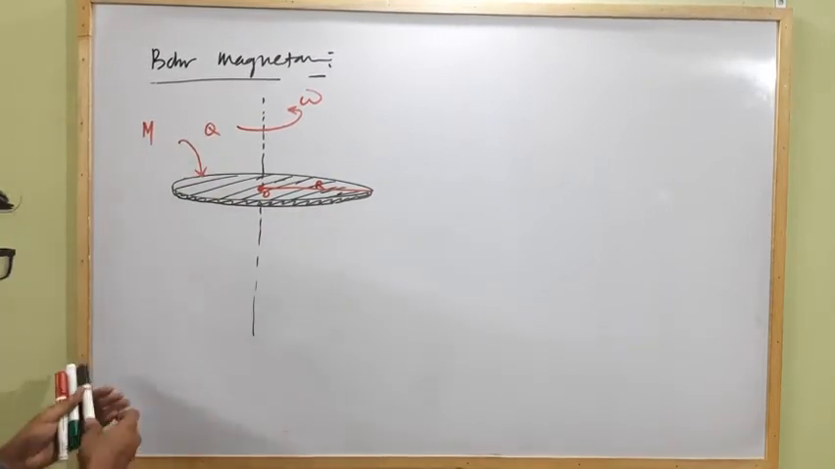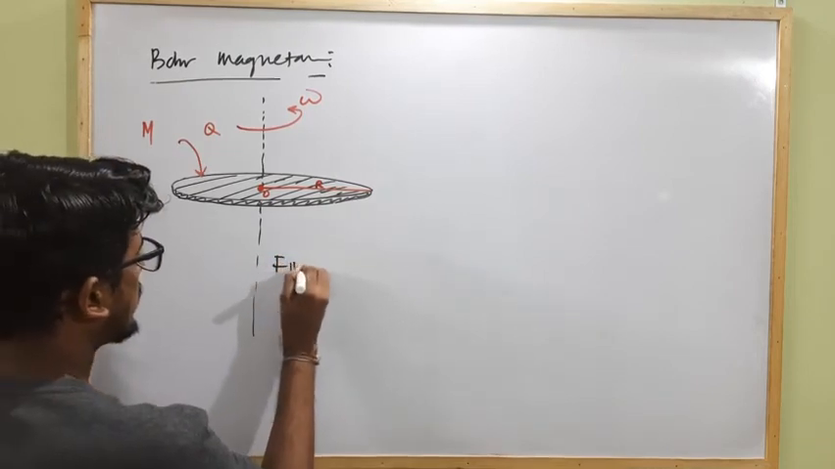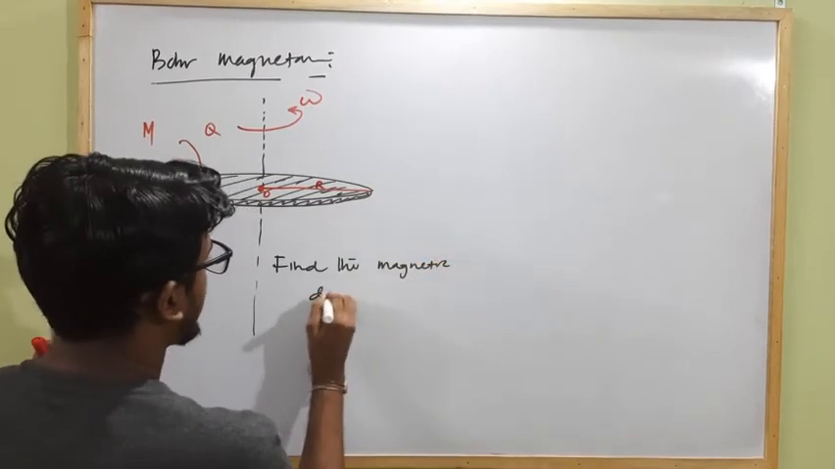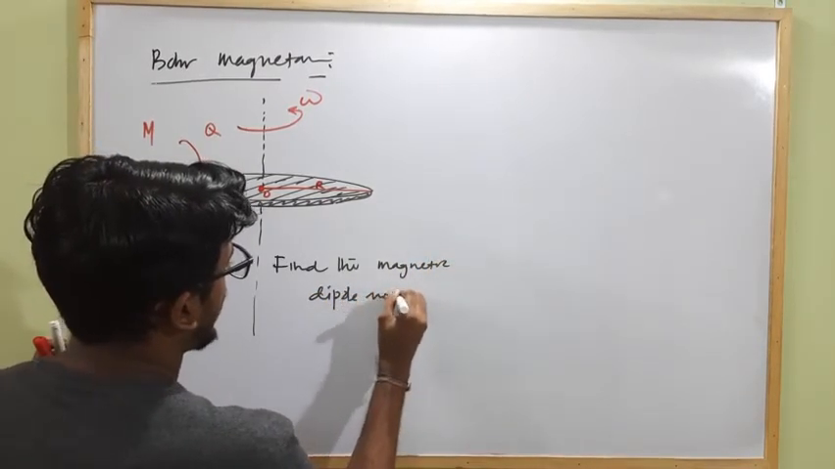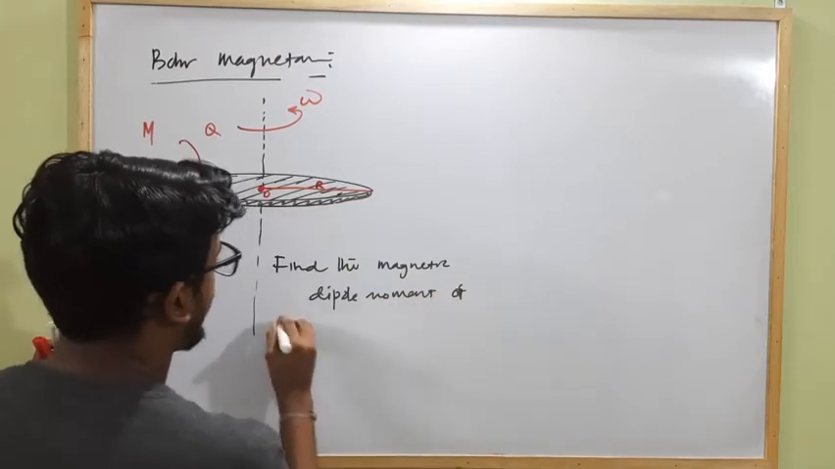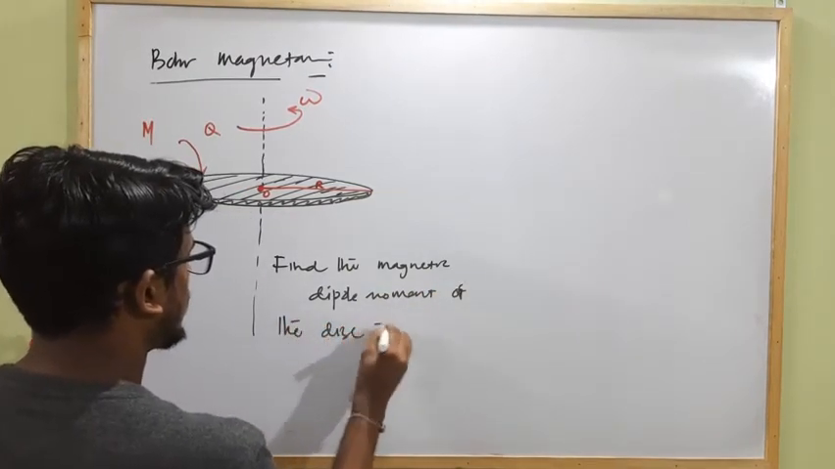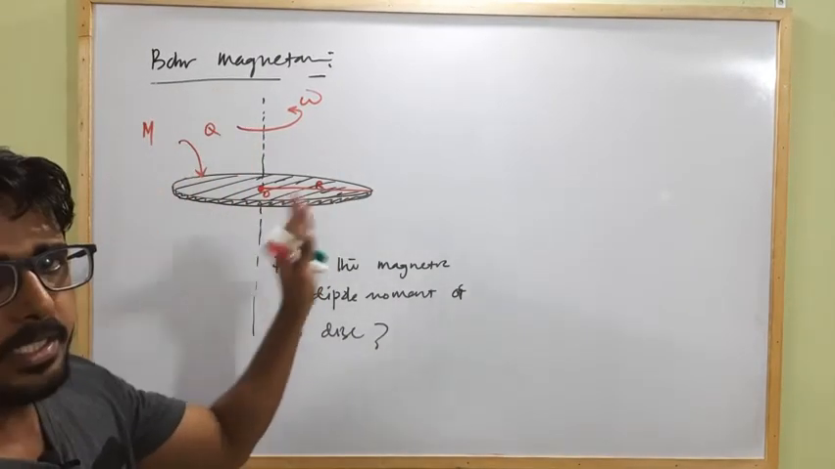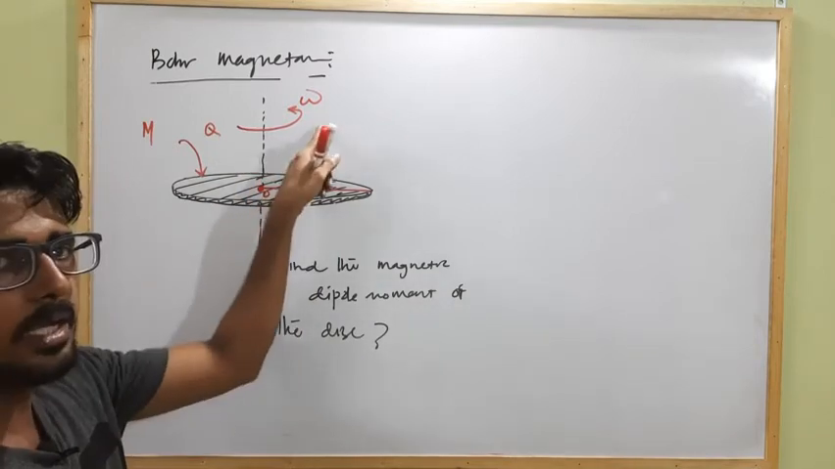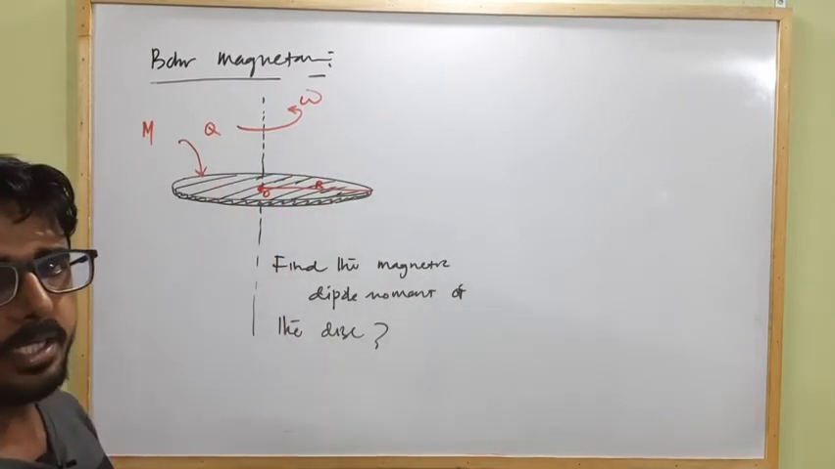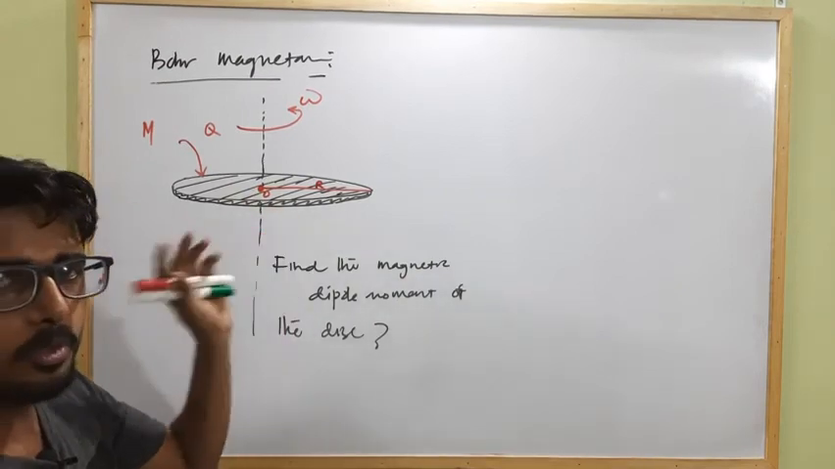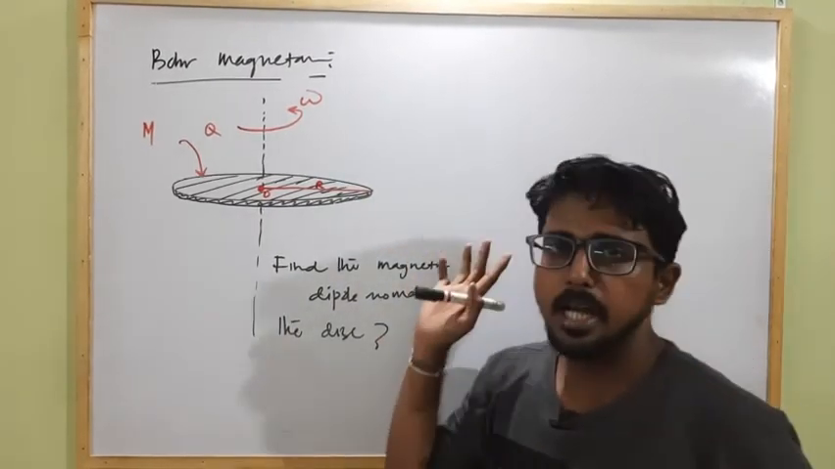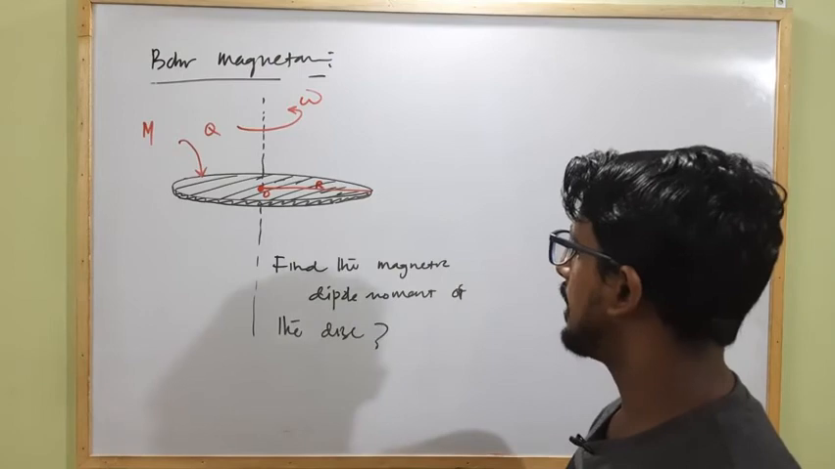Then the question is, find the magnetic dipole moment of the disk. As the disk carries charge and it rotates with omega, all the charge is revolving around this axis with omega. Then all the charge is able to produce current. So if the complete disk is able to produce current, then it must behave as a current carrying conductor or as a magnetic dipole. Then what will be its magnetic dipole moment?